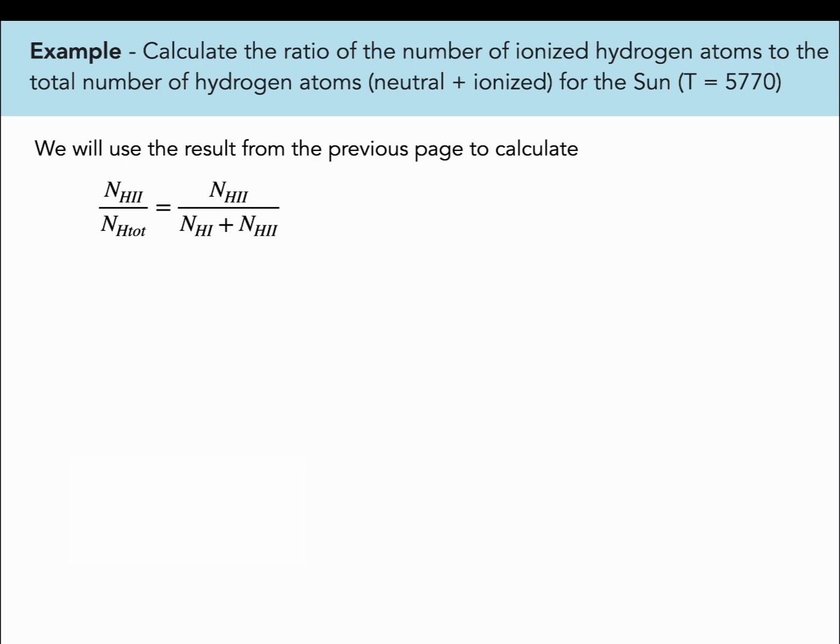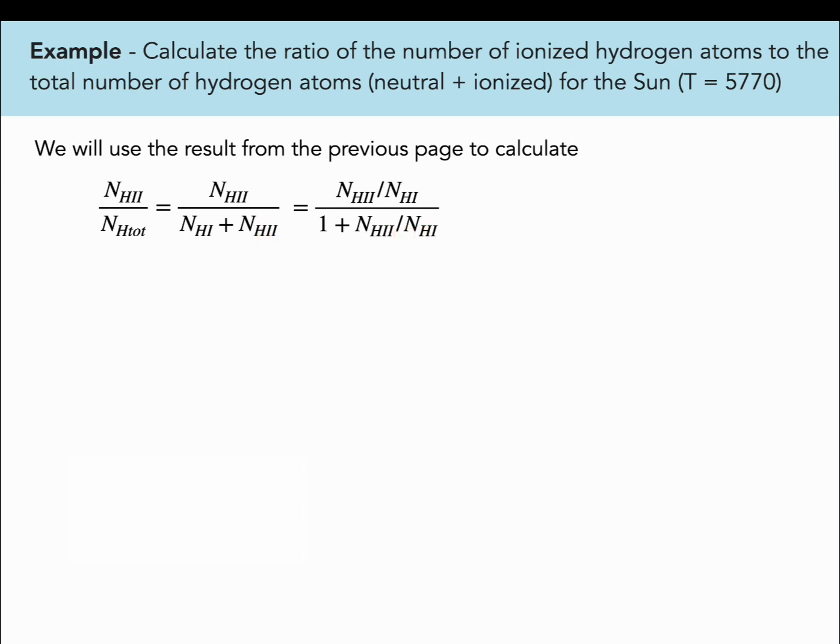So to be clear, we want the number of ionized hydrogen to the total amount of hydrogen, and the total amount is the neutrals plus ionized. We're going to divide this equation through by the number of neutral hydrogen atoms. So if you divide the top and bottom by NH1, the NH1 over NH1 just cancels to 1, and then we have NH2 over NH1.